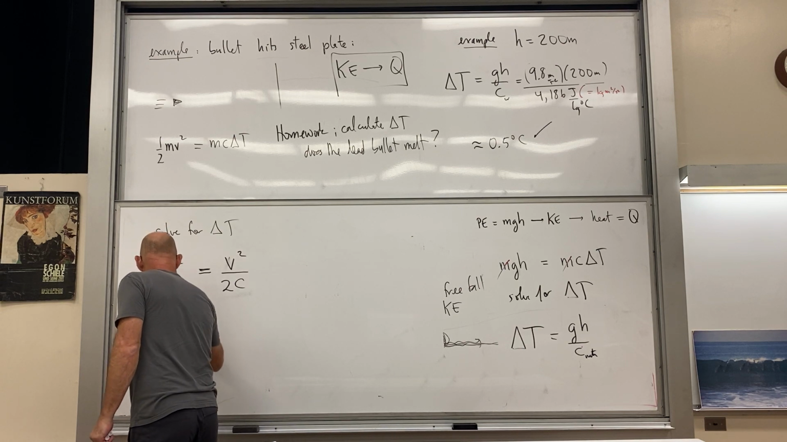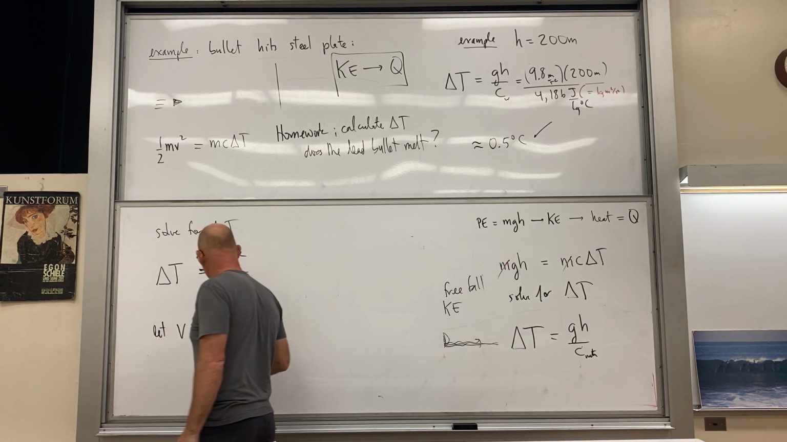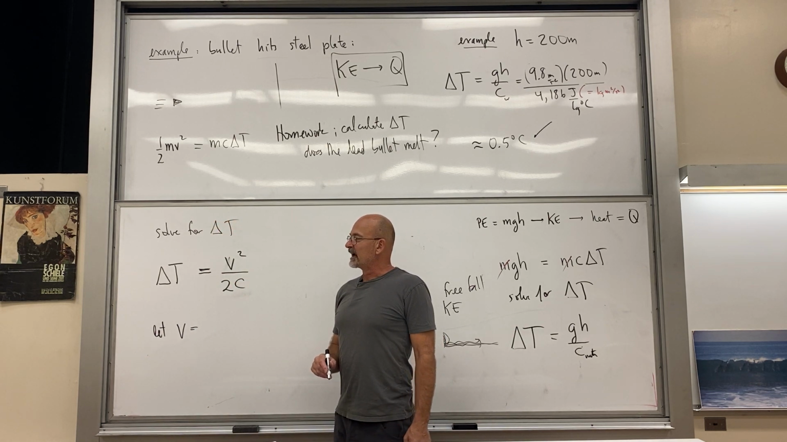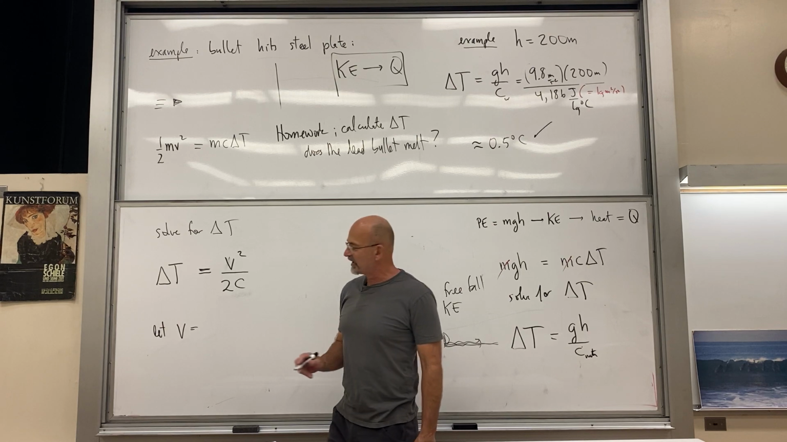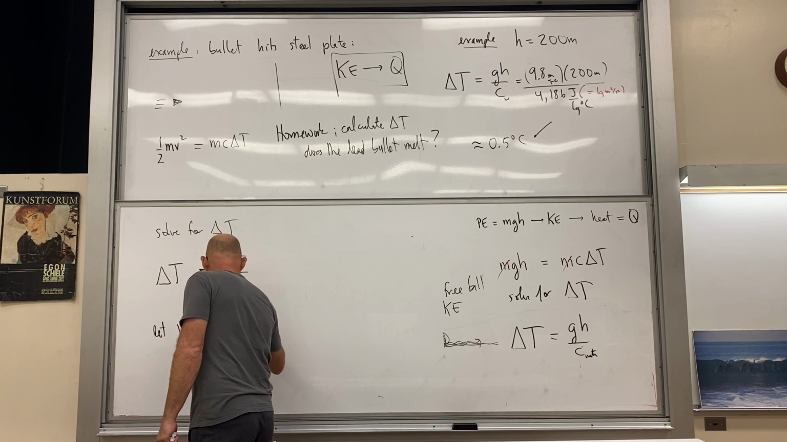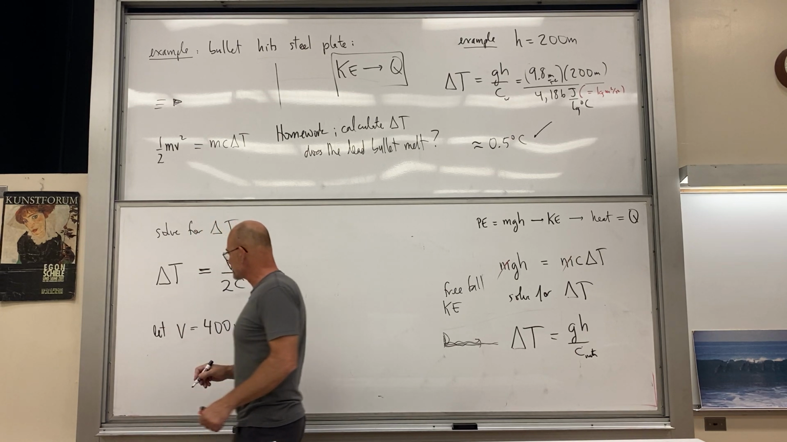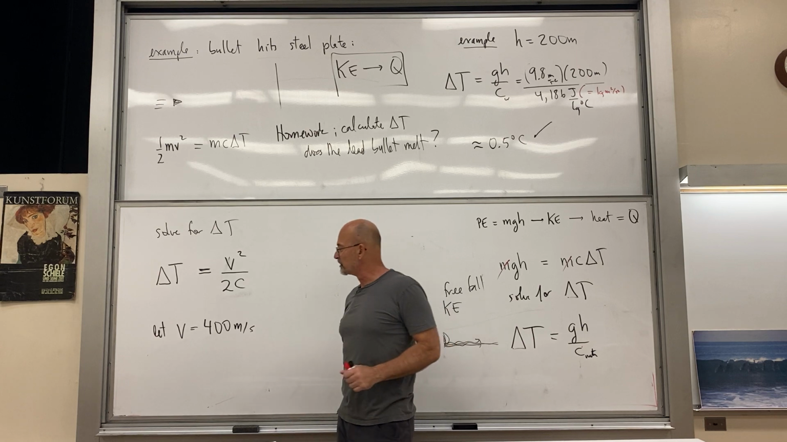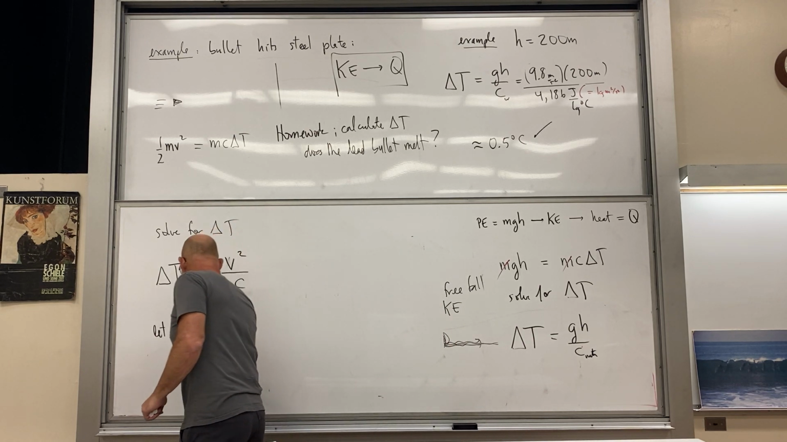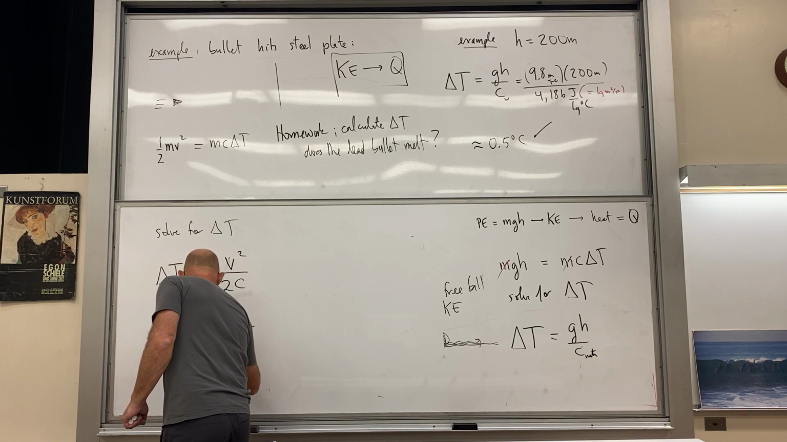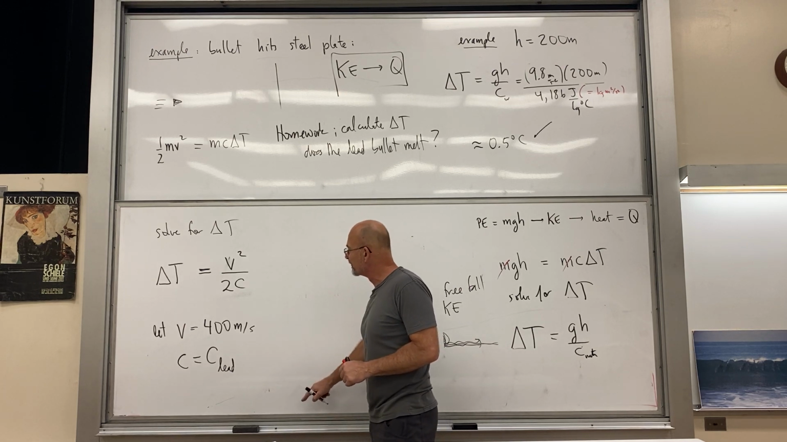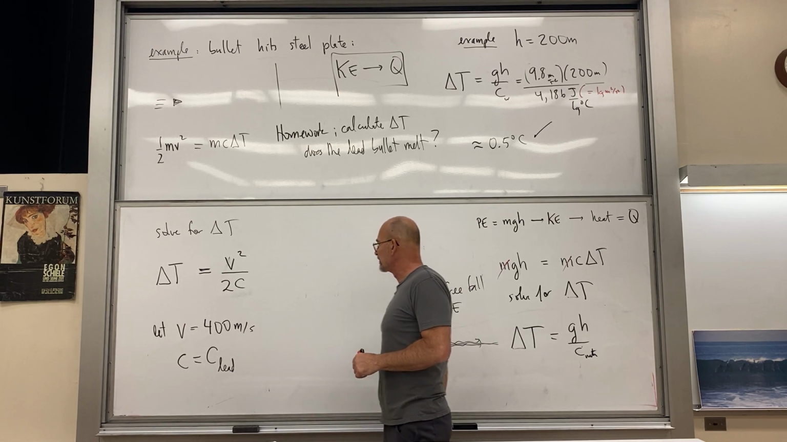Let V be equal to, to make up a speeding bullet speed, I think 400 meters per second is legitimate. 400 meters per second. Some of you guys probably know more about the speeds of bullets than I do, but I think 400 meters per second is legitimate. And C is equal to the specific heat of lead. So you have to find the specific heat of lead, and then you've got V squared over 2C.